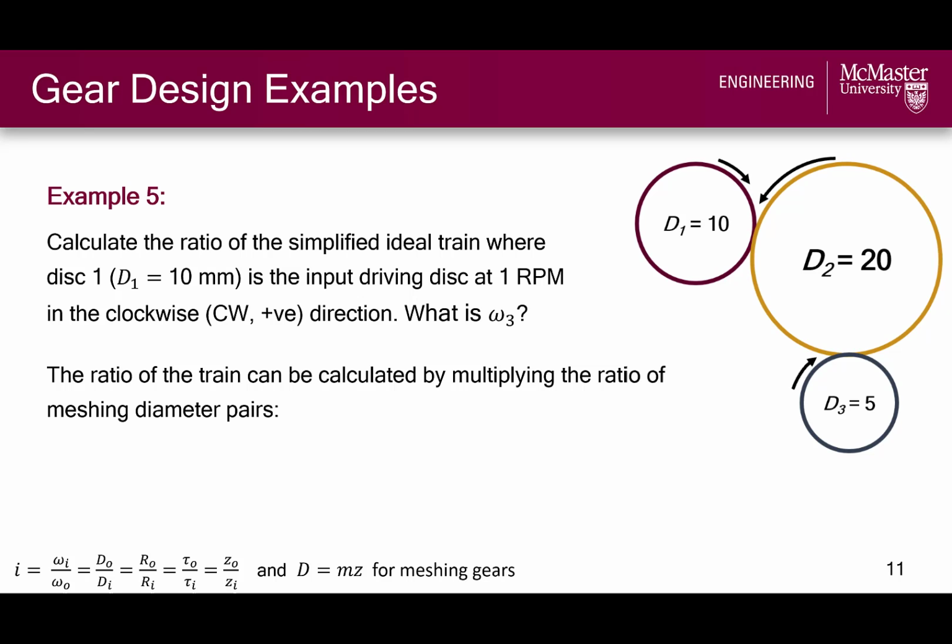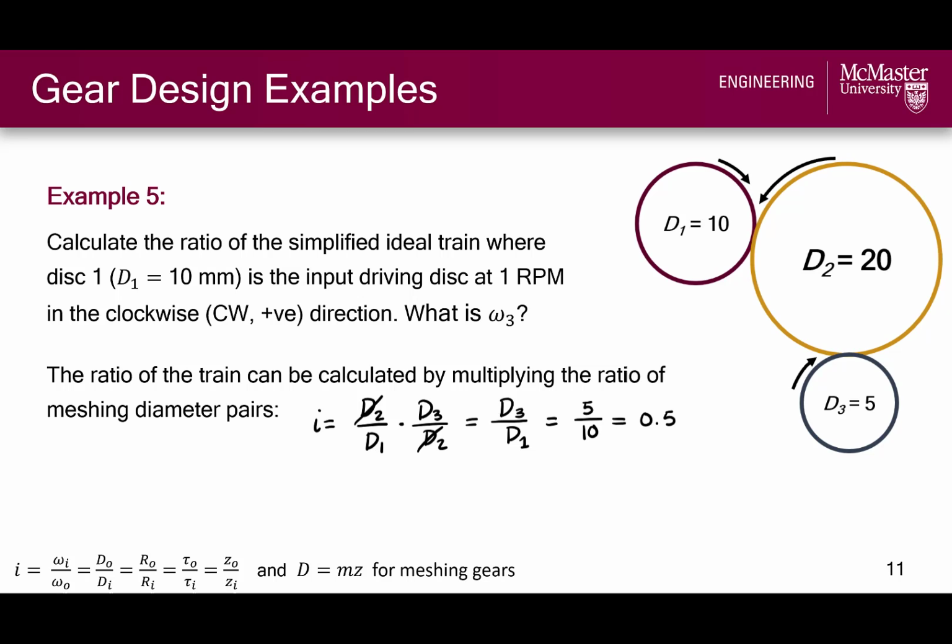First, we'll look at 3 gears meshed in series with diameters of 10, 20, and 5 millimeters. We are told that the first gear rotates at 1 RPM clockwise, and we want to figure out the output gear's angular velocity, omega 3. We know that the overall gear ratio of a gear train is equal to the input velocity over the output velocity, and we can calculate this overall gear ratio of the train by multiplying the ratio of meshing diameter pairs. I equals d2 over d1 times d3 over d2, which is the same as d3 over d1. In this case, it gives us an overall gear ratio of 0.5.